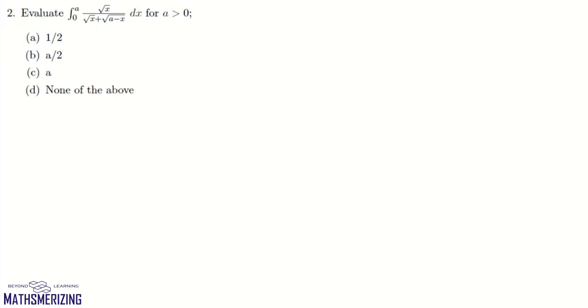Now question number 2: we need to evaluate this integral, which is I equals the integral from 0 to a of under root x over under root x plus under root of a minus x, dx, for a greater than 0. Now we know that the integral from 0 to a of f(x) dx is equal to the integral from 0 to a of f(a minus x) dx. So we'll replace this x with a minus x.